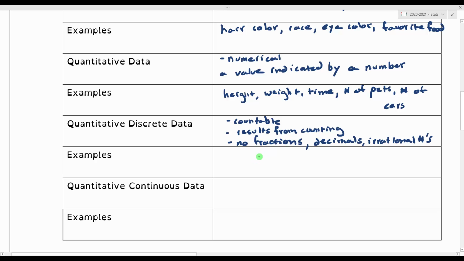That is typically how we identify what we would call quantitative discrete data. It's numerical and it's countable. Examples of something like this, again, might be the number of pets, but let's think about sports like home runs. The number of home runs that somebody hits is discrete.